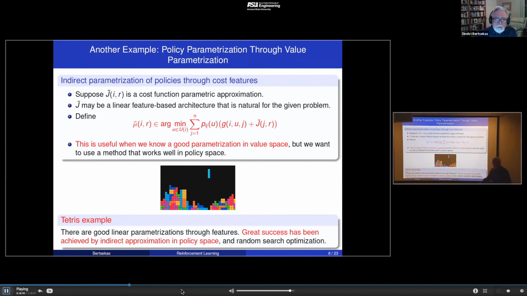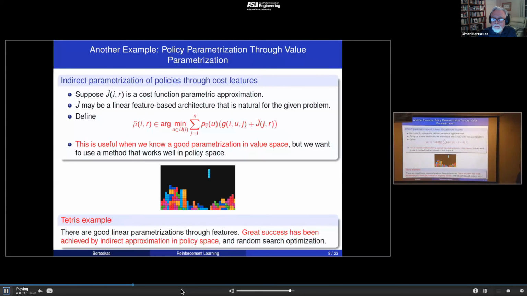So we could use approximation in value space, in approximate policy iteration, and so on, but it turns out that with this policy parameterization here, people have been able to use random search and do very, very well. So this is an example where we have a good linear parameterization through features, but we use approximation in policy space and training in policy space through random search. Okay.